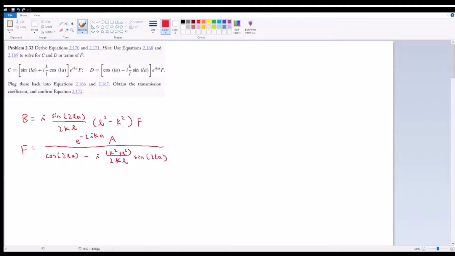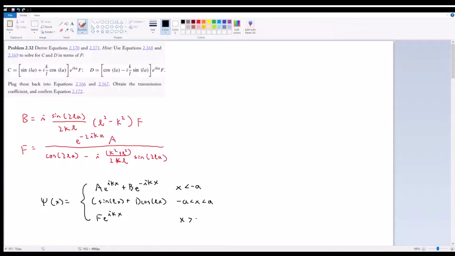Griffiths did not derive this, and he left it as an exercise for us. Since we're looking at transmission and reflection, we're going to use the scattering states. For the scattering states, the general wave function, as we've defined so many times already, is A e to the ikx plus B e to the negative ikx when x is to the left of the well. Then we have C sine of lx plus D cosine of lx inside of the well, and then we have F e to the ikx to the right side of the well.